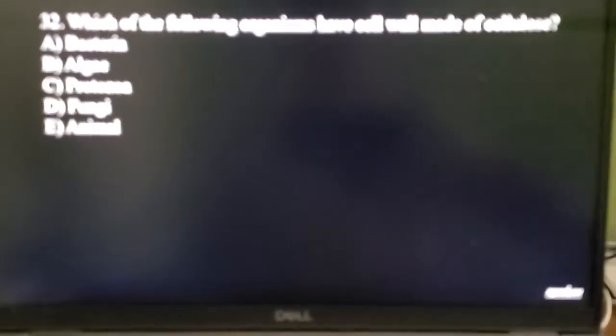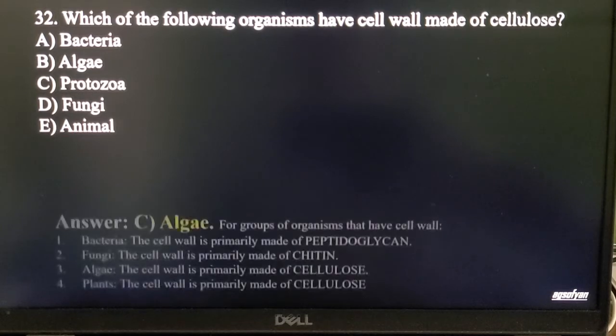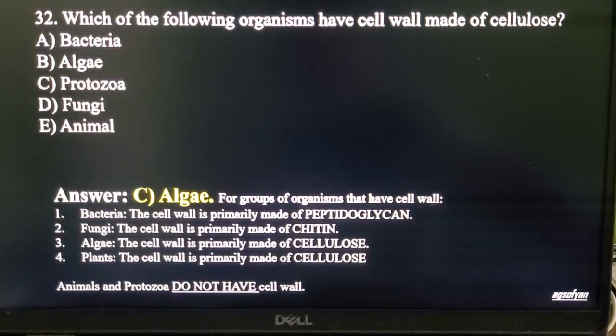Okay, number 32. Which of the following organisms have a cell wall made of cellulose? Bacteria, algae, protozoa, fungi, and animal. Choose your answer. Yes, I just mentioned to you, algae is the one that has a cell wall made of cellulose. Plants also have a cell wall made of cellulose. Of course, you will not choose animal, because animal does not have a cell wall. So the correct answer will be algae.